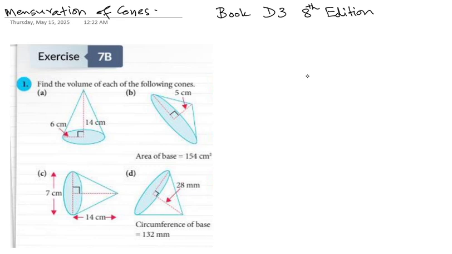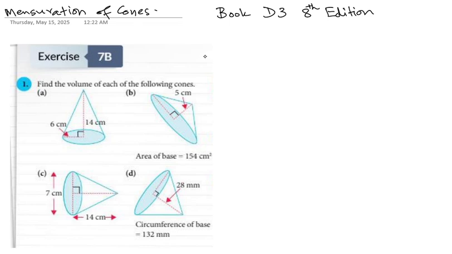Everyone. In today's video, we are going to solve the questions of exercise 7b. It is from book D3, 8th edition. Topic is mensuration of cones. Exercise 7b is about the surface area and volume of cone.